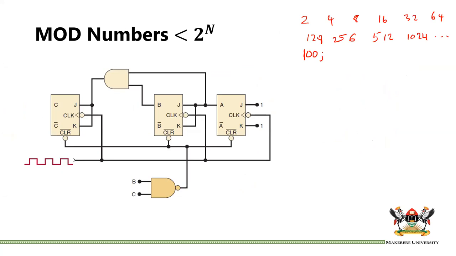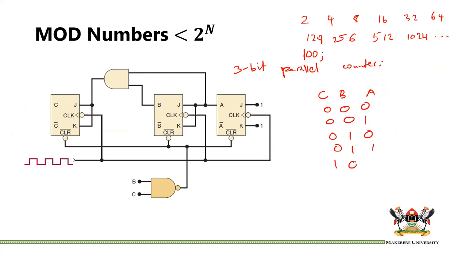Right. So let us start with this simple one. This is a 3-bit parallel counter. And so we can say C, B, A: 000, 001, 010, 011, 100, 101, 110, 111. Okay, so that's where we stop.